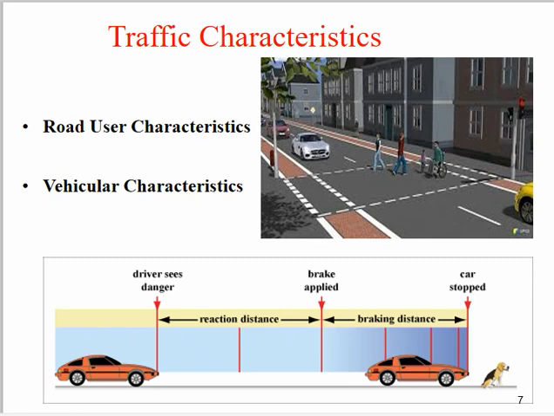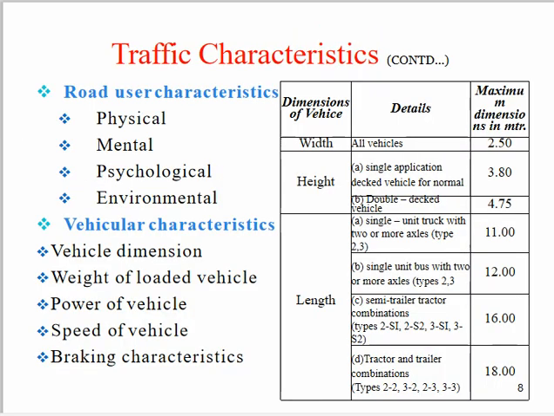Here first is the traffic characteristics. Traffic characteristics basically relates to the road user characteristics and the vehicular characteristics. Road user characteristics relate to the pedestrians, the cyclists and the factors related to the road user, whereas vehicular characteristics correlate to the vehicles. Now first, the road user characteristics depend upon the physical, mental, psychological and environmental factors, whereas the vehicular characteristics depend upon the vehicle dimension, the weight of the loaded vehicle, the power of the vehicle, the speed of the vehicle and the braking characteristics.